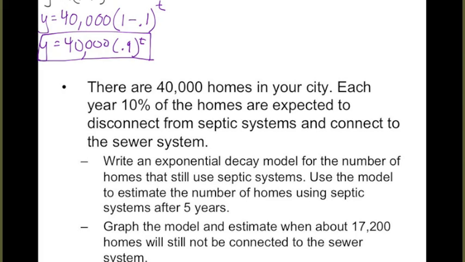Still in part A, it says now use that model to estimate after 5 years. So plug in a 5. You get 23,620. That's how many houses will still be on the septic.